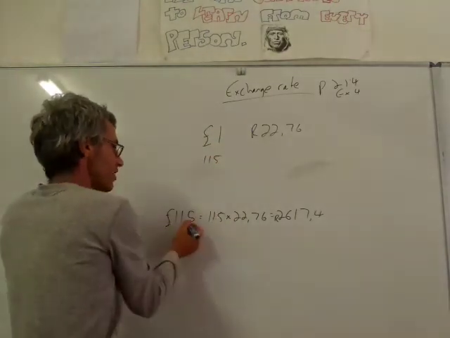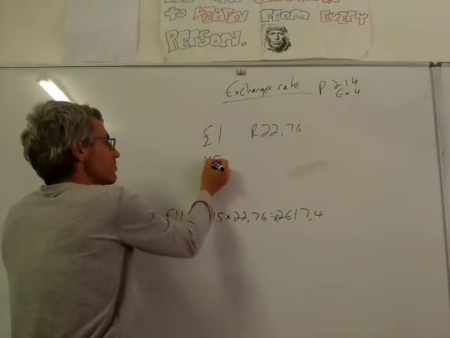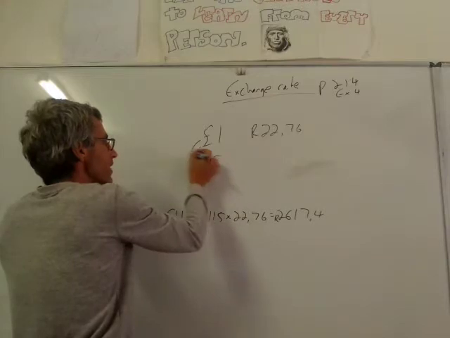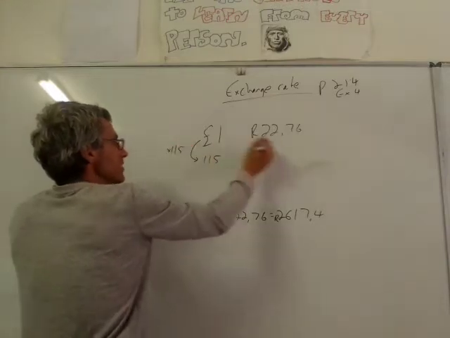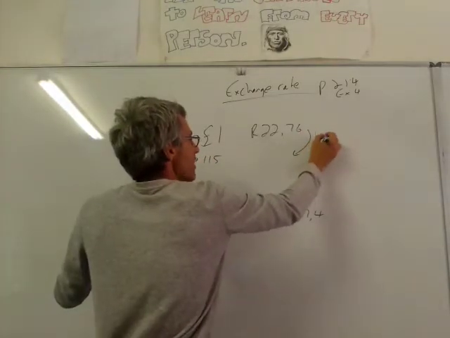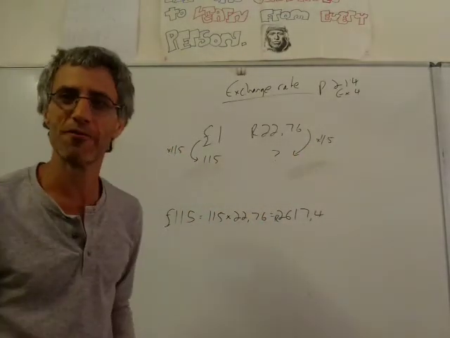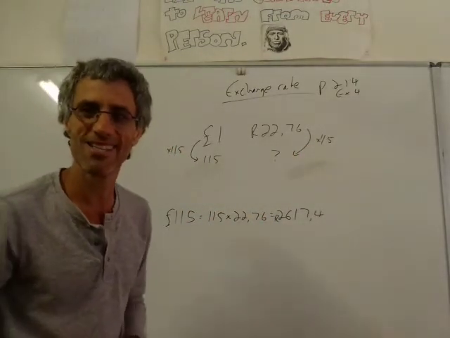If I have 115 pounds, I'll put it under the 1 pound. And I'm asking myself, from here to here, I have to multiply by 115. So from there to there, I also have to multiply by 115. So that's why I multiply by 115. Okay, does that make sense?